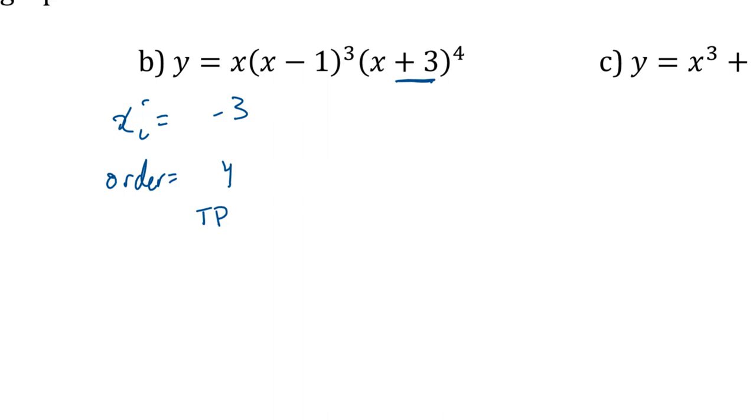What's the next x-intercept? Anybody know? Una? 0. Where does that come from? The x out in front, right? Because that's like an x plus 0, which is just x. So I have an x-intercept of 0. That has order 1, so it's a pass-through. And I have an x-intercept at +1, which is order 3. That one right there, which is a cubic twist. So this one's got a little bit of everything.